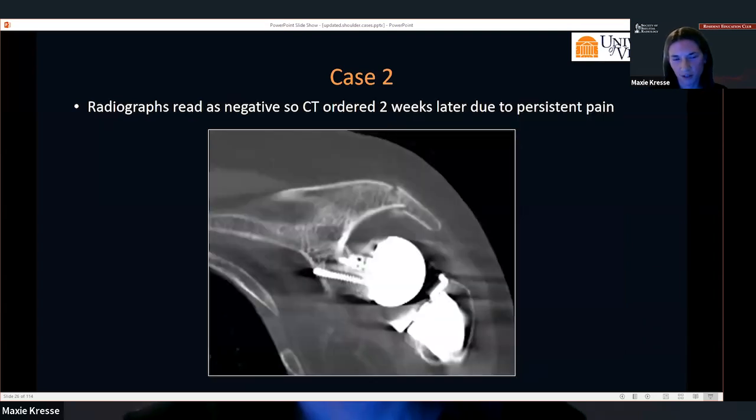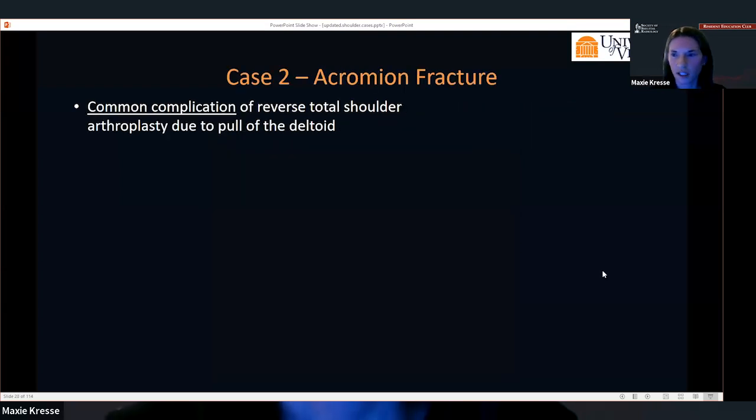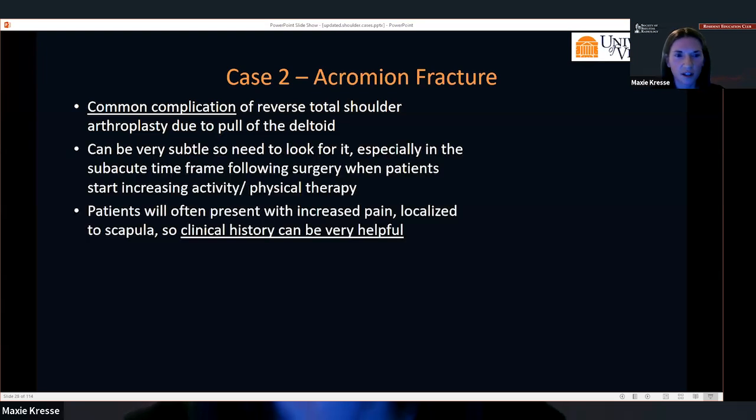So this patient, we didn't call it on the radiographs, ended up getting a CT. Now it's much more obvious, as always, on the CT. So here's our fracture line. There's a little callus formation because at this point it's a subacute fracture. So as somebody mentioned here, this is an acromion fracture. This is a common complication of reverse total shoulder arthroplasty because you get the deltoid pulling instead of the rotator cuff. So it's something to always have on your checklist when you're getting these follow-up radiographs.